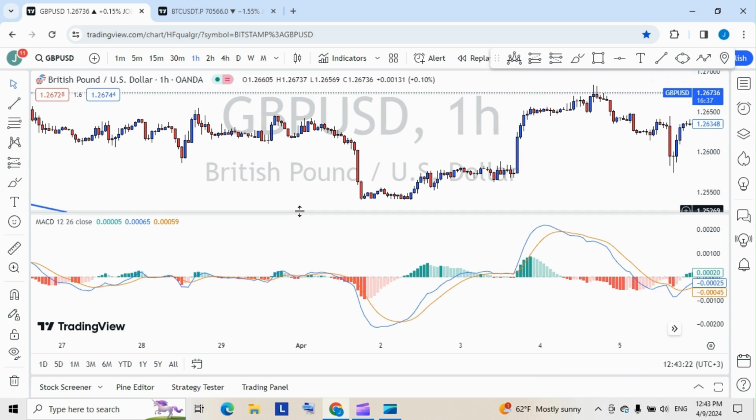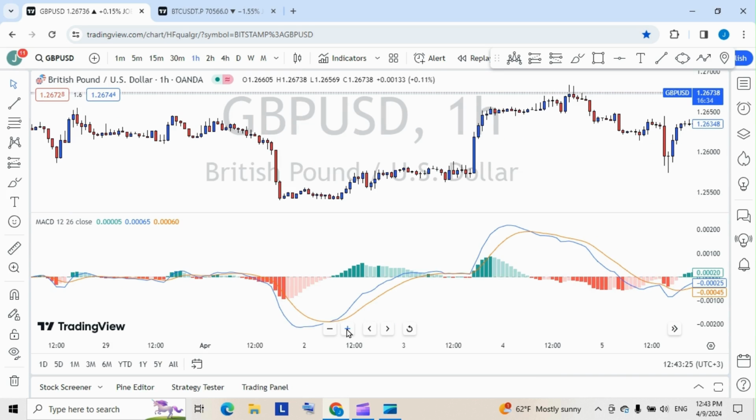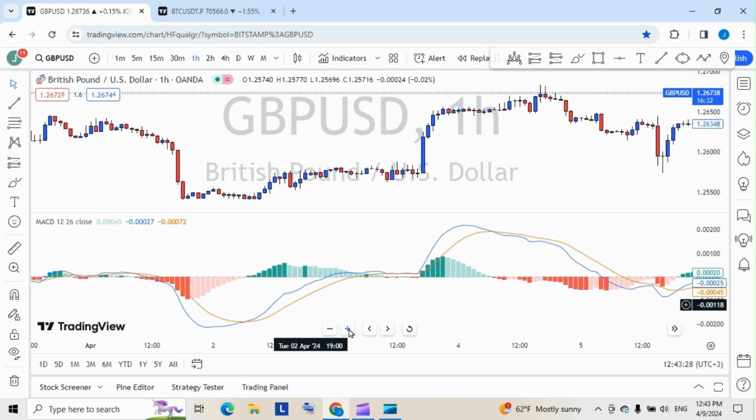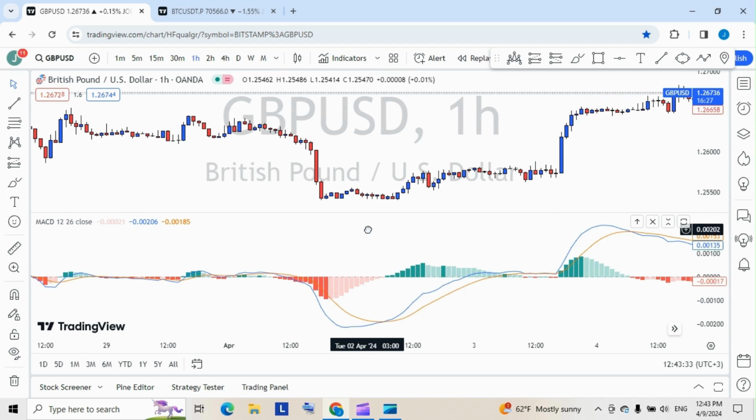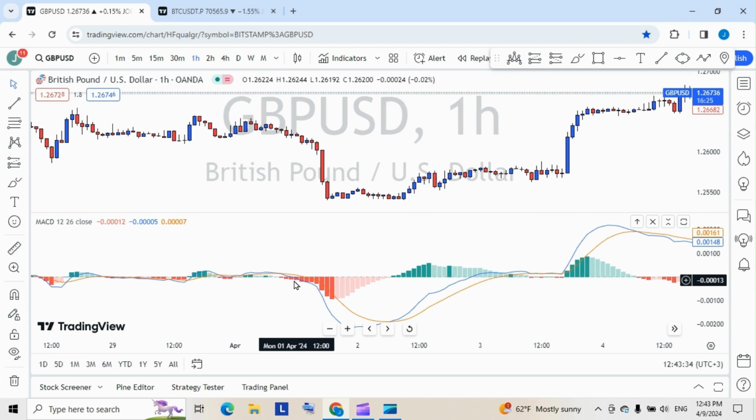Let me zoom so this is more visible to you guys. I will start from here. We have the MACD line, which is the blue line, and the signal line, which is the orange, and we have the histogram. Now let's go to the chart and see we have a crossover here. Don't forget, when the orange line and the blue line cross over one another, it is called a crossover signal.